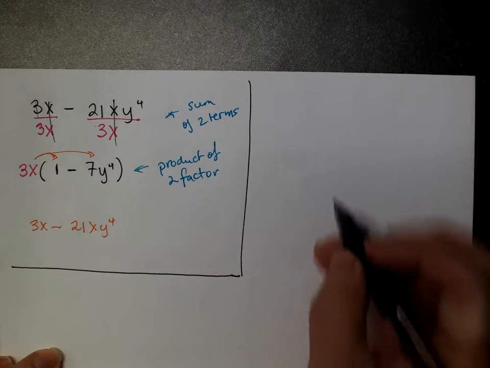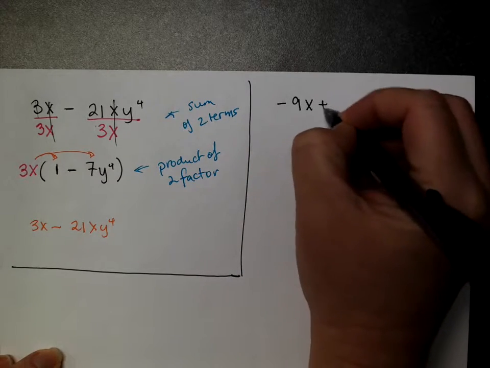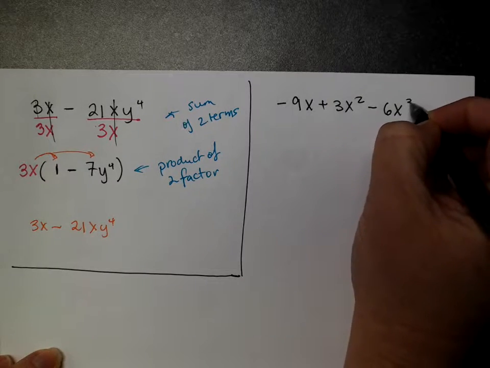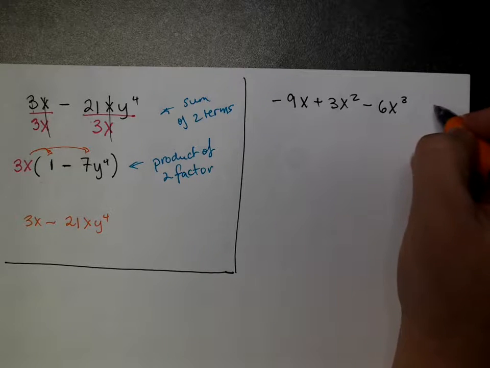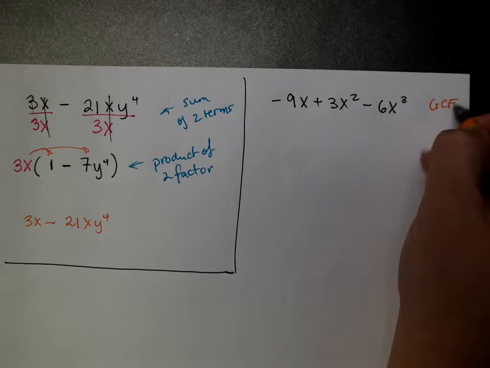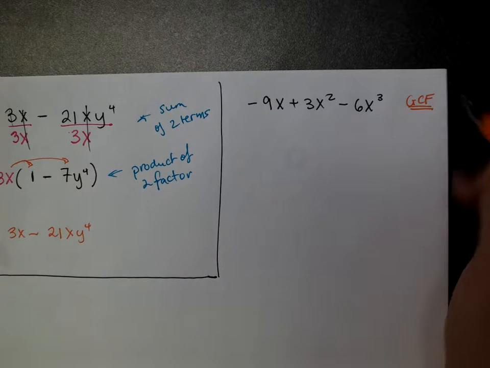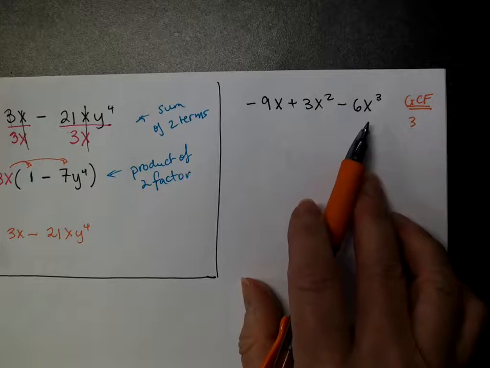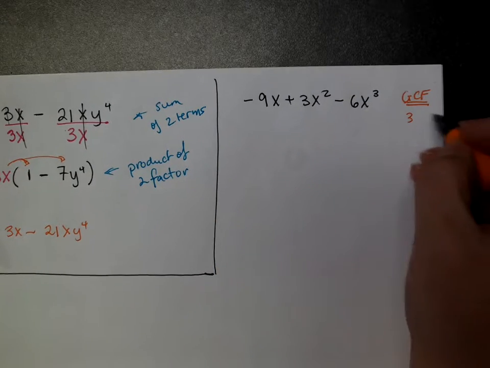Okay. All right. So negative 9x plus 3x squared minus 6x cubed. Now let's make a note first. What is the GCF? Look numerically first. 3. And how many x's? Just 1. Yeah, because there's 1 here, 2 x's here, 3 here. The most they have in common is 1.